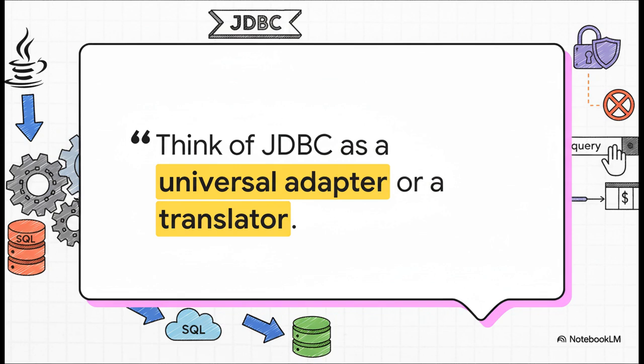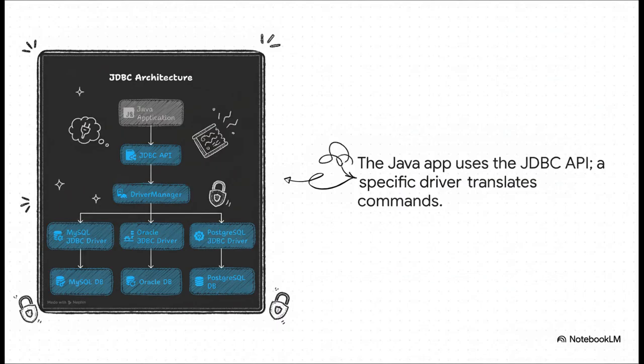It's that simple. And check this out. This diagram shows it perfectly. See your Java app up top? It just talks to the standard JDBC API. The API then uses a specific JDBC driver, that's our little adapter, to translate the request into a language that MySQL or Oracle or any other database can understand. It's just a beautiful, clean design.